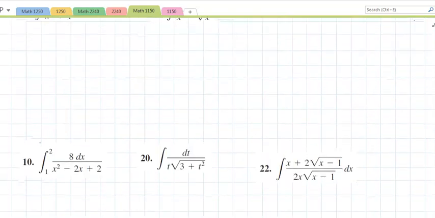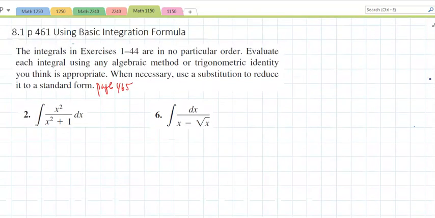Alright, section 8.1 is on page 461, talks about using basic integration formulas. So here you're gonna kind of mix up the problems, 8.2, 8.3, 8.4, 8.5, you know, mix the order, see how much you know. And then after this chapter, we're gonna do 8.8, which has some integration, but chapter reviews, we're really gonna master this.